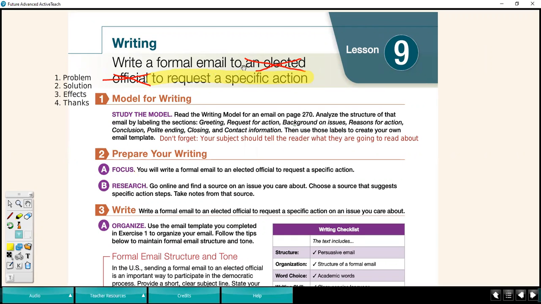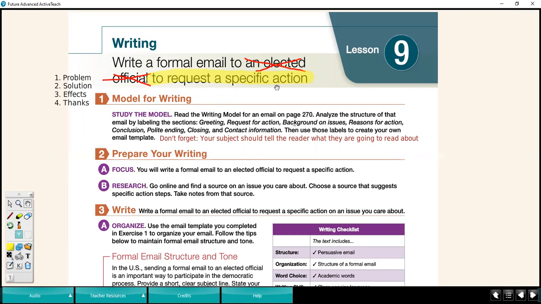The book says specifically to an elected official to request a specific action. I'm modifying that. We are focusing on writing a formal email to request a specific action, but your email doesn't have to go to an elected official. It can go to someone that you work with.